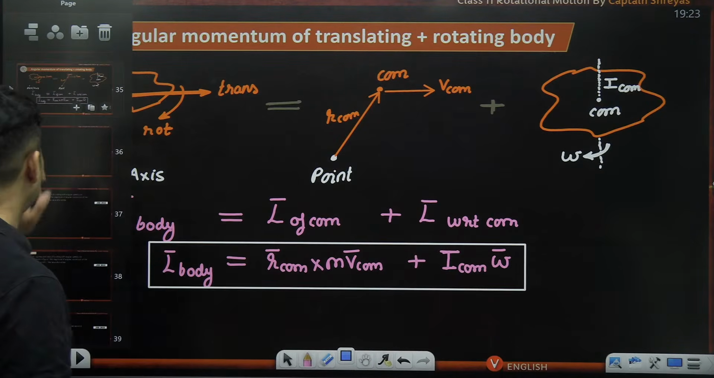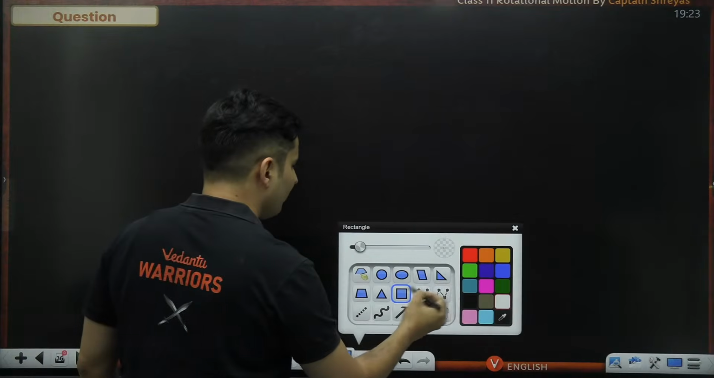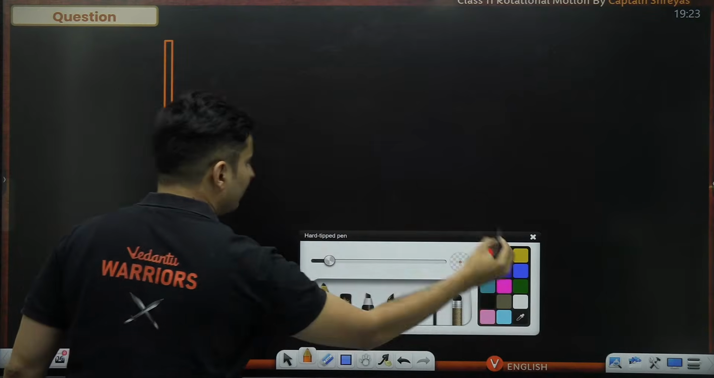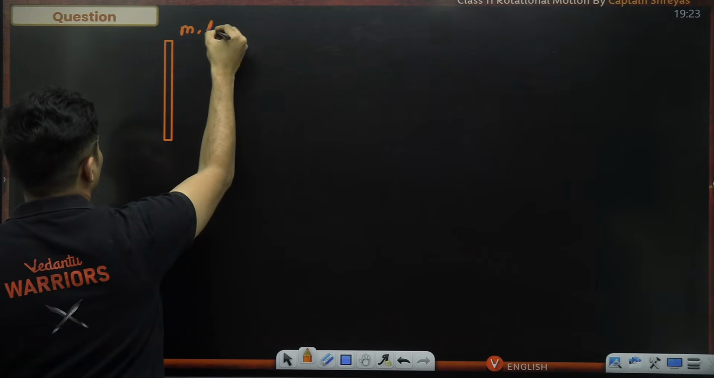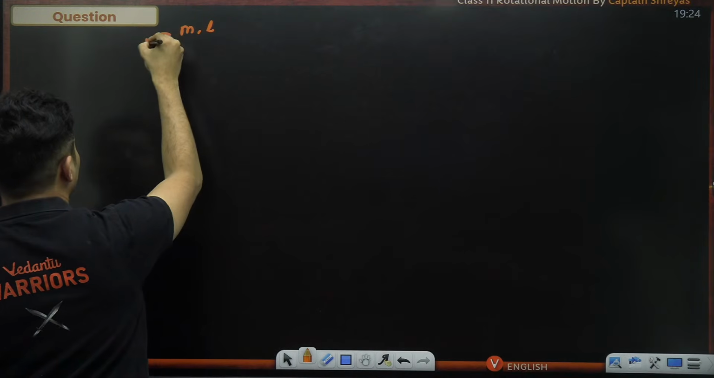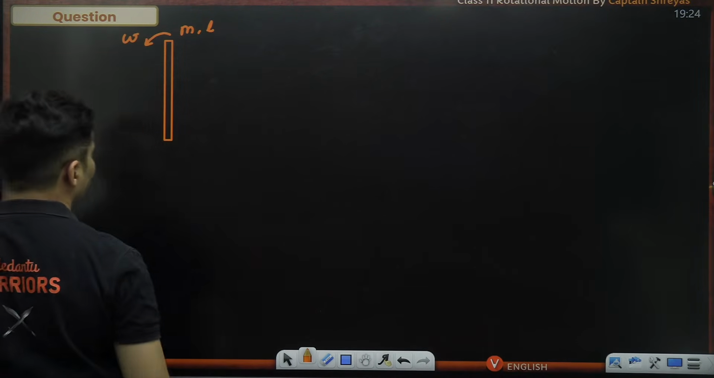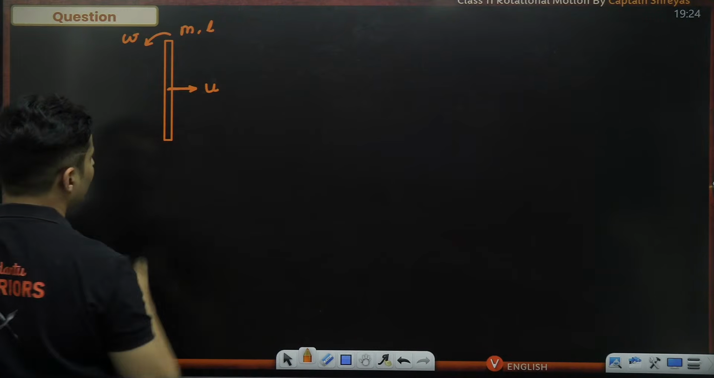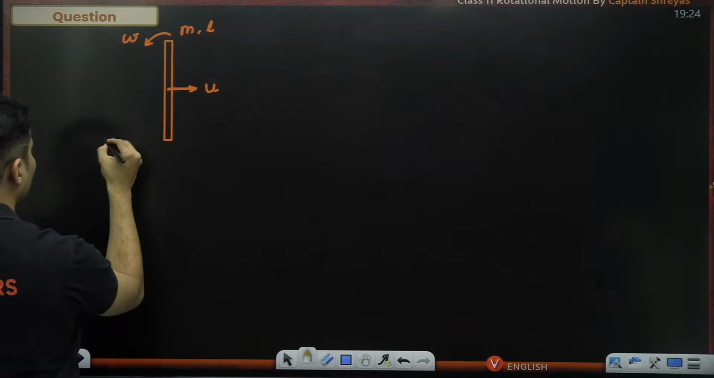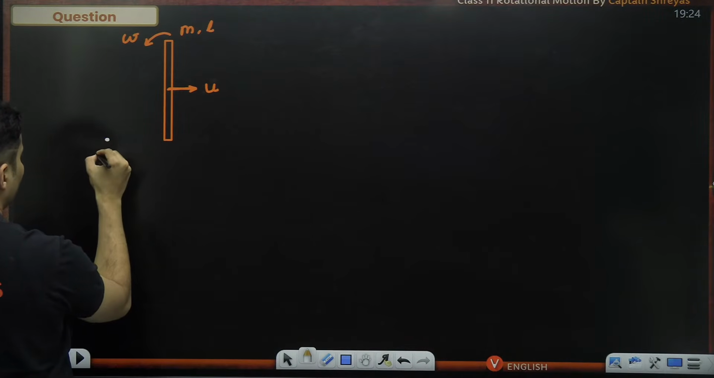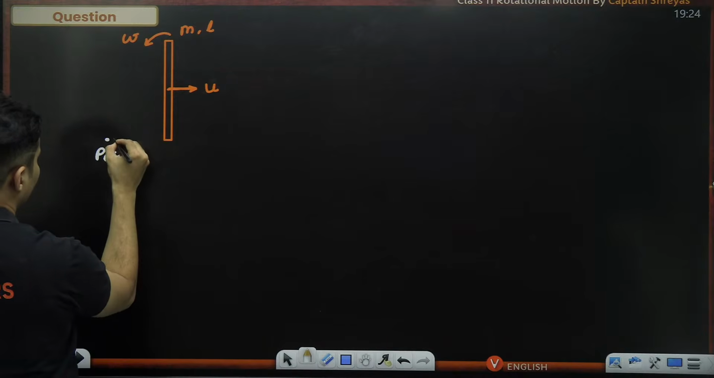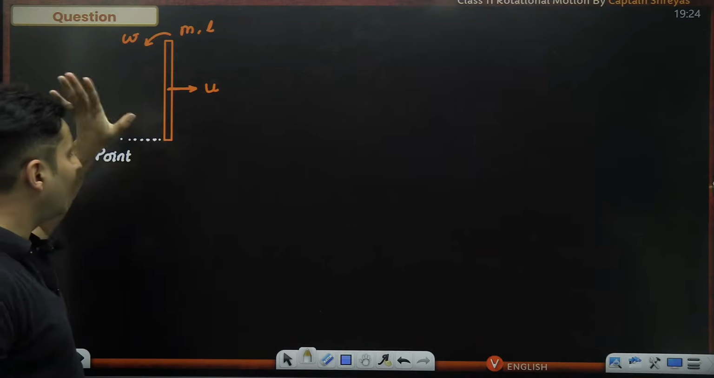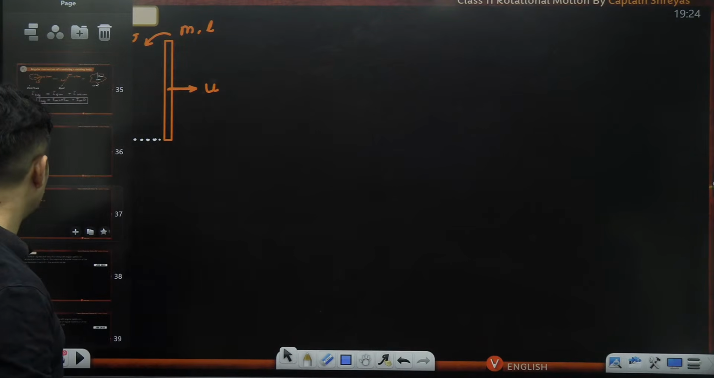As straightforward as that. For example, imagine we had a rod like this, which is having some mass, which is having some length, and which is spinning like this with some angular velocity. And the point over here is moving like this with some linear velocity u. And we have to figure out what is the angular momentum about this point, which is in line with the lower end of the rod at this instant. That is what we have to figure out.